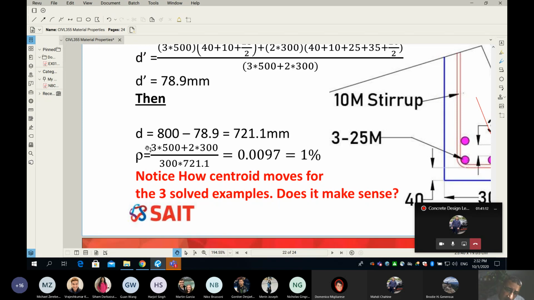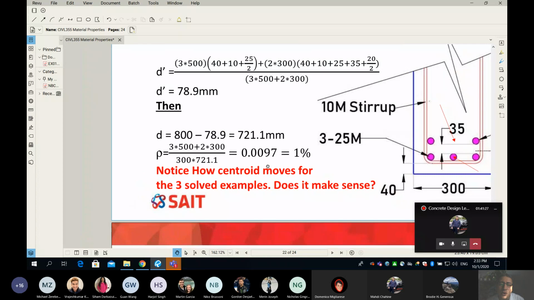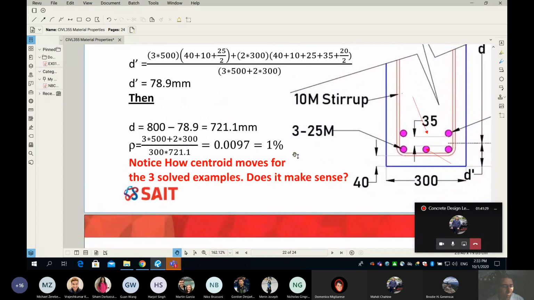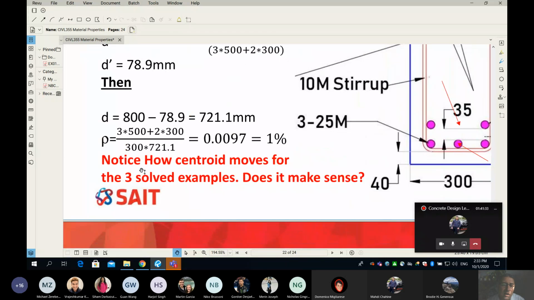dividing the entire area of steel of the main reinforcement. So 3 25M plus 2 20M, you divide it by B times D, and then you get here 0.0097, which is roughly 1%. Now, I also wanted to bring your attention to what Brody already mentioned, and that's why he got 4 marks. Notice how the centroid moves for the 3 solved examples.